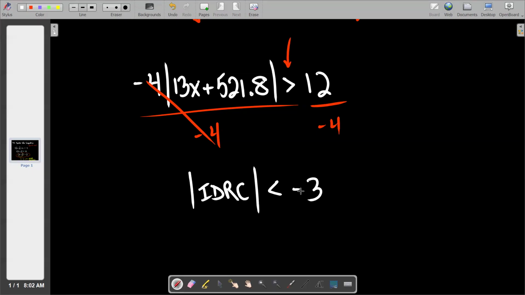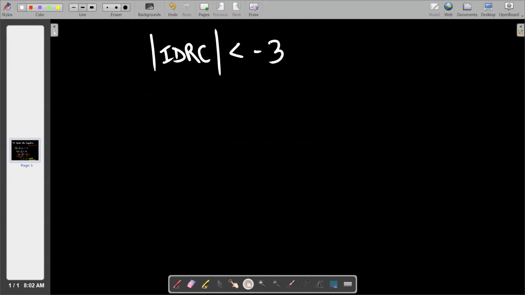Absolute value as a function, as a machine, is not capable of producing negative numbers. So the question is, how could I ever make it come out to be something less than -3 if I can't even make it be negative at all? And again, the answer is I can't. Therefore, the answer to this problem is that there is no solution.